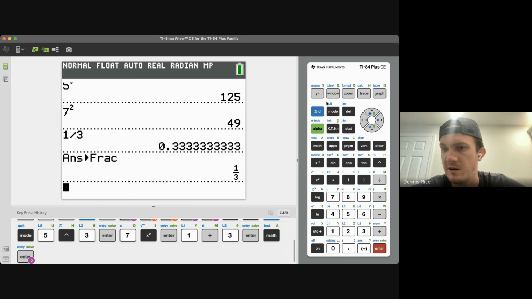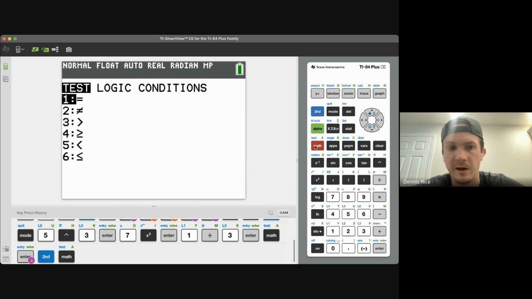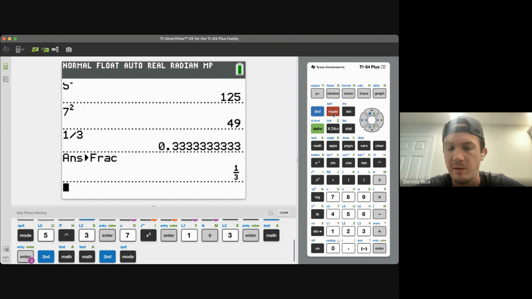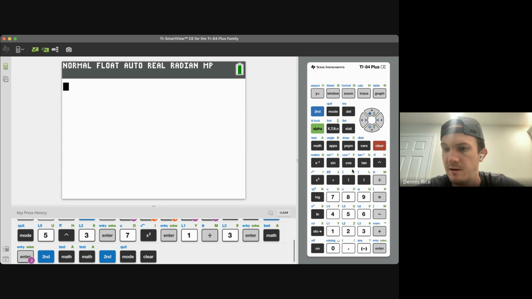There's a lot of things on here. I'm just doing a quick little overview now. I don't want to get too much into it. Again, second mode if I'm ever on a screen and I want to get out of there. If you want to clear out your home screen, just hit the clear button.